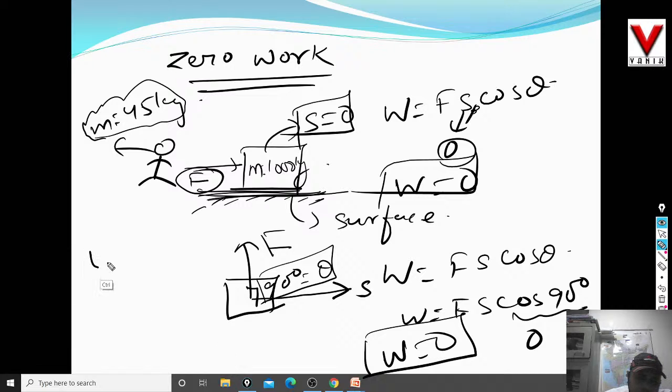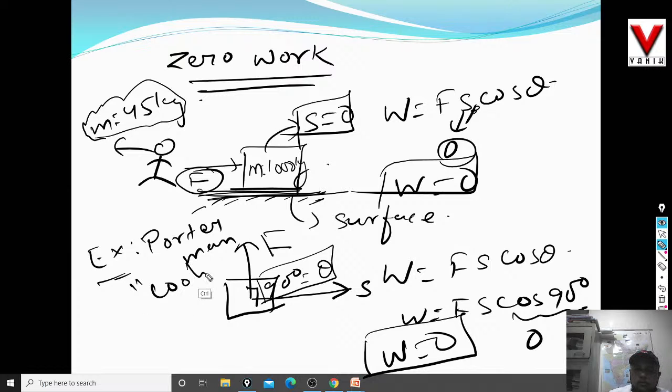Let me take an example of it. You might have seen a porter, or say a coolie. If he is a coolie carrying a box, he is applying force in the upward direction, and his displacement is in the horizontal direction.